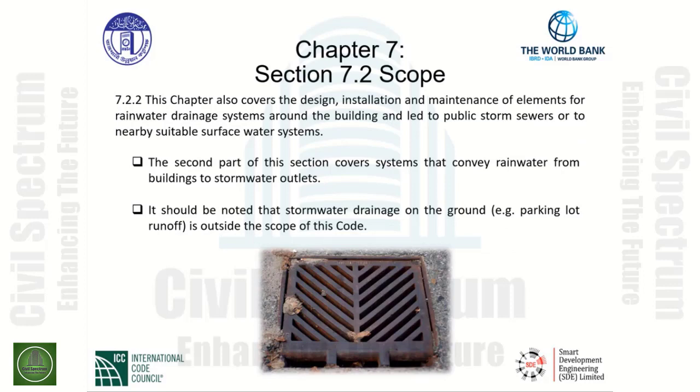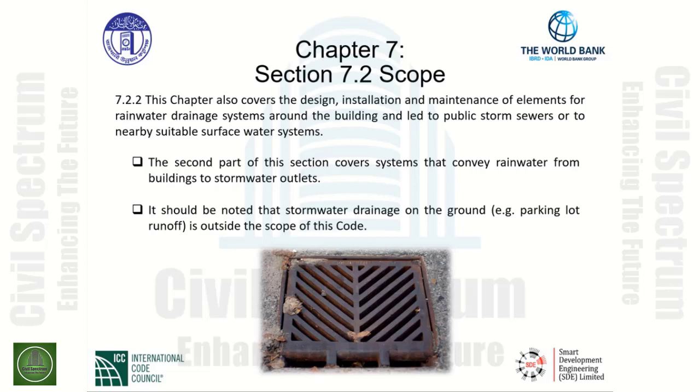Section 7.2.2. This chapter also covers the design, installation, and maintenance of elements for rainwater drainage systems around the building and to public storm sewers or to nearby suitable surface water systems. The second part of this section covers systems that convey water, that is, rainwater, from buildings to stormwater outlets.